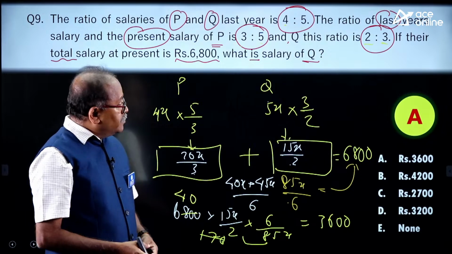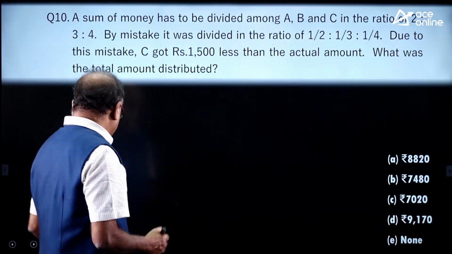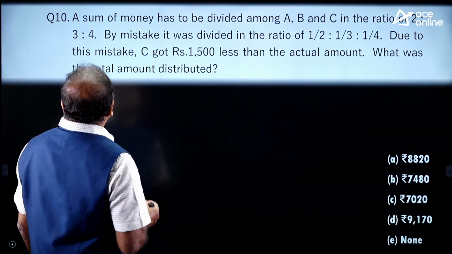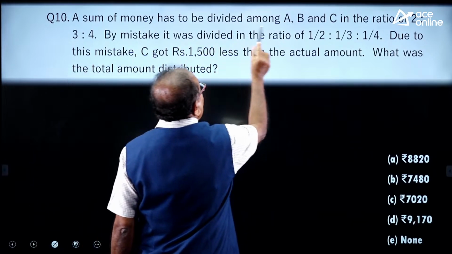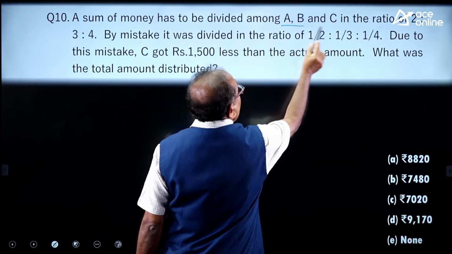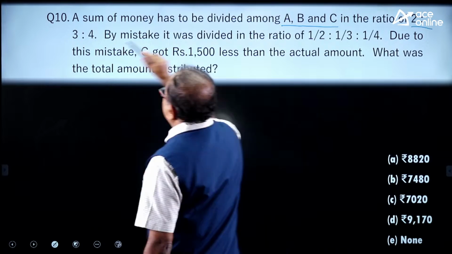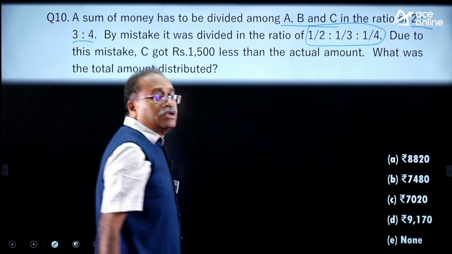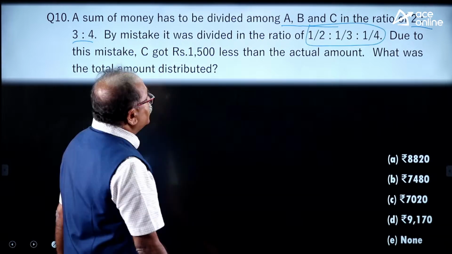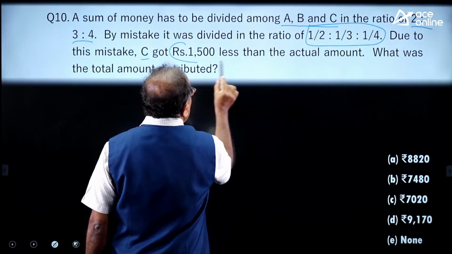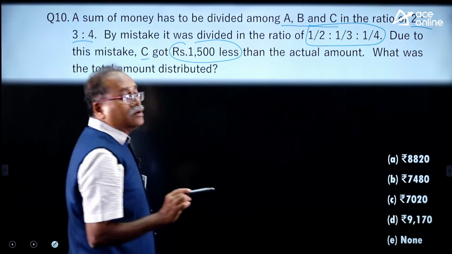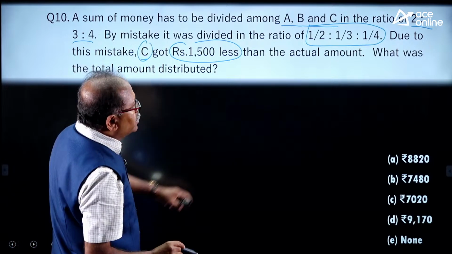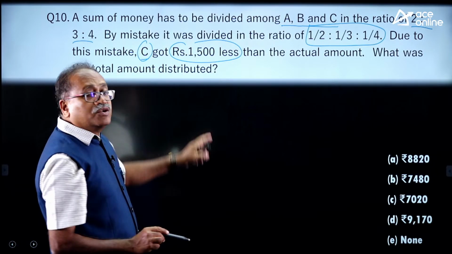Well done. The next question on the board is this. Look at this one. What is the question? Allow me to read it out. A sum of money has to be divided among A, B and C in the ratio of 2:3:4. But by mistake it was divided in the ratio of 1/2, 1/3 and 1/4. Due to this mistake, C got 1,500 rupees less than the actual amount. What was the total amount distributed?